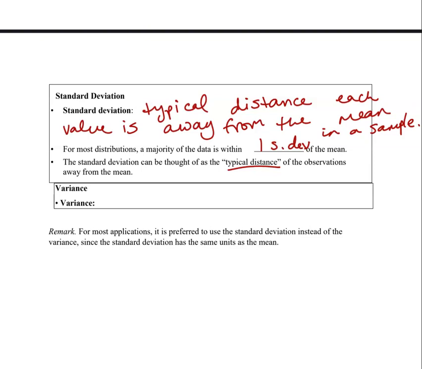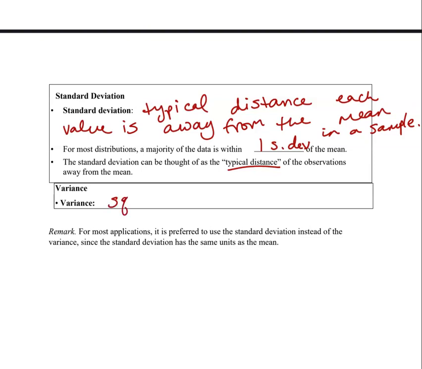Now, there is a formula for computing standard deviation. It involves a square root and adding up the values, and it's a little bit complicated. I will not ask you to calculate a standard deviation by hand, so you don't need to worry about that. We're going to use StatCrunch anytime we need to compute a standard deviation, or they'll give it to us in the question.